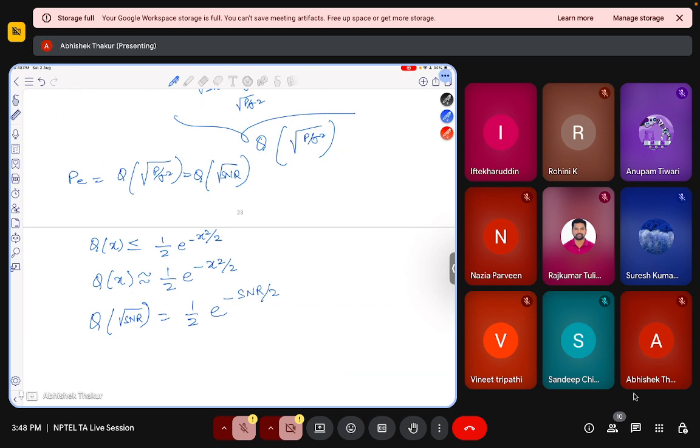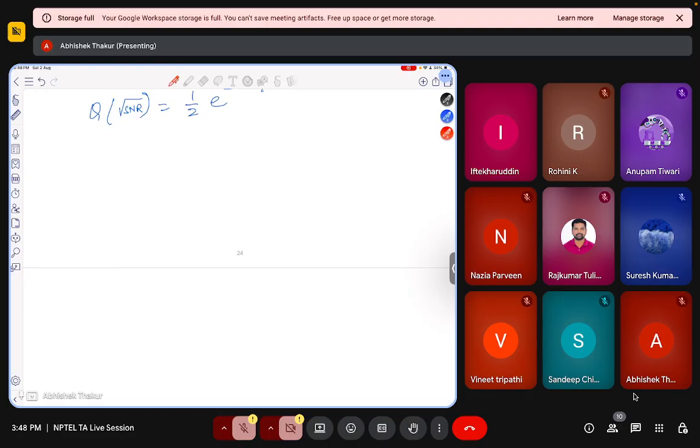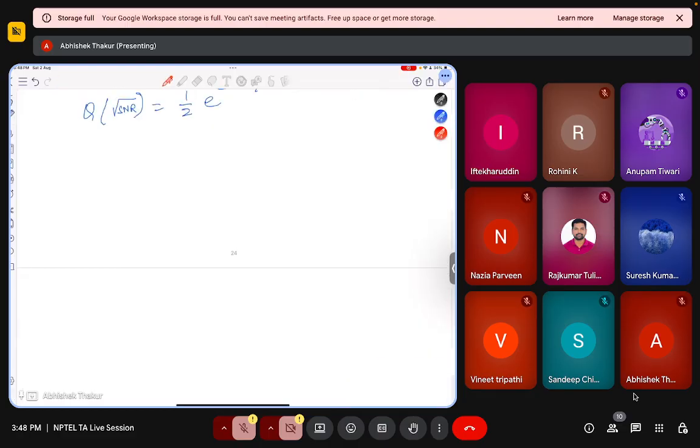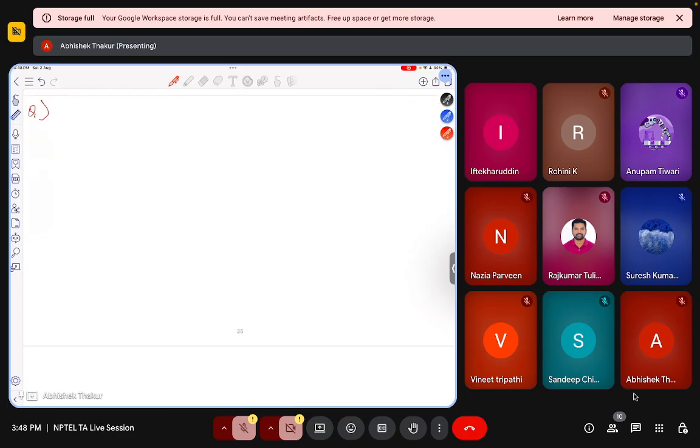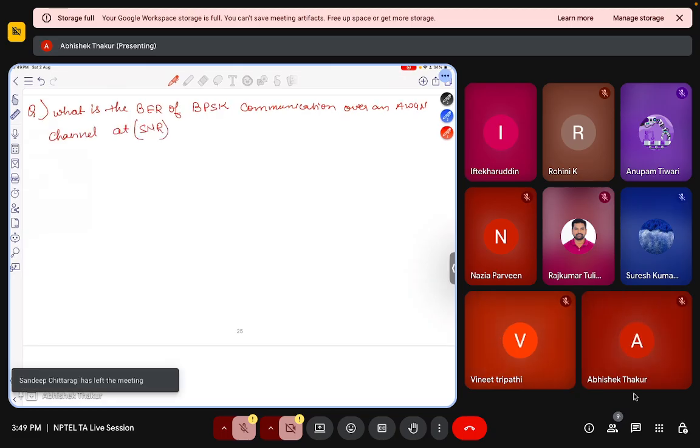So now we'll take one question. What is the bit error rate of BPSK communication over an additive white Gaussian noise channel at SNR in dB equal to 10 dB?